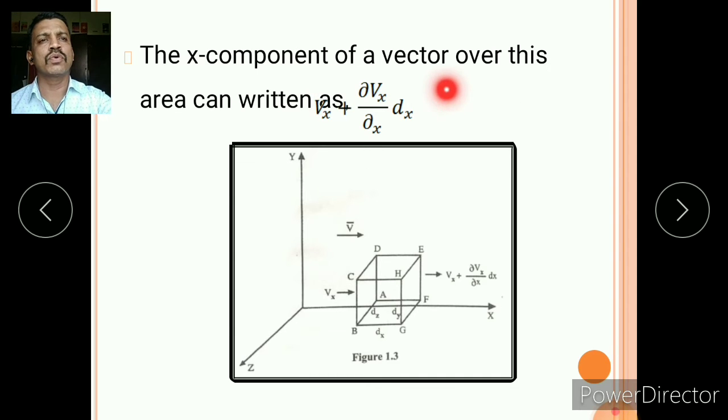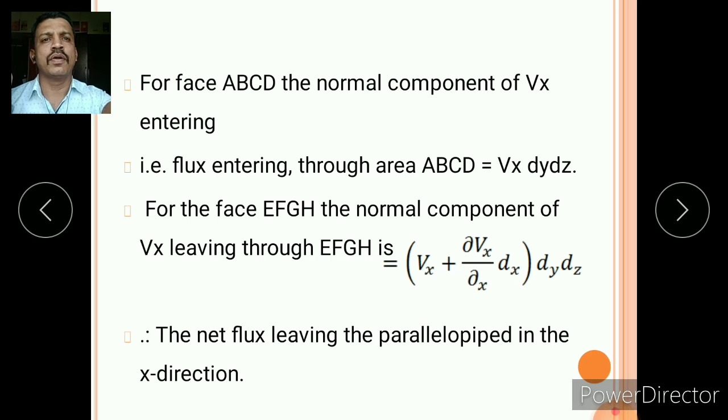The x component of the vector over this area can be written as Vx plus ∂Vx/∂x into dx. So here is our parallelepiped: along the x-axis here, the y-axis here, and the z-axis here. So along the x-axis it is Vx plus ∂Vx/∂x dx. This is our component along the x-axis.